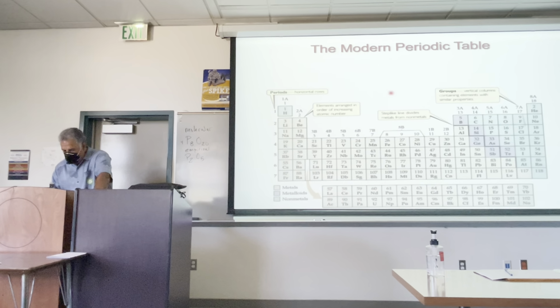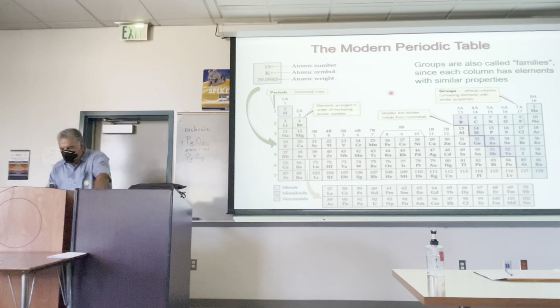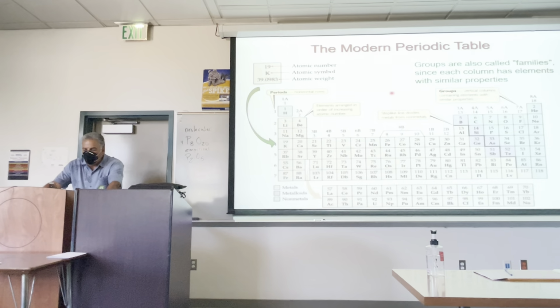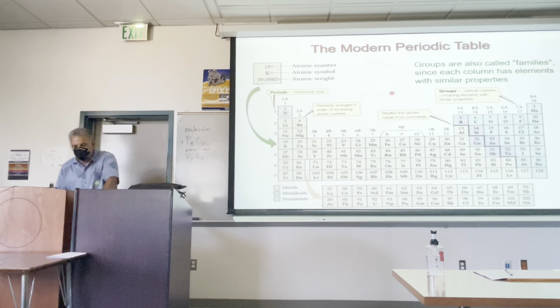What else? Groups are also called families, and each column has elements with similar properties. Again, atomic number, number of protons, atomic symbol, it's the letter or what it's called, and then the atomic mass is the number of protons plus the number of neutrons, and then that's an average based on the different number of isotopes that you have.